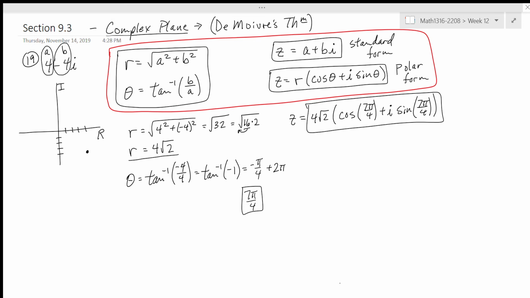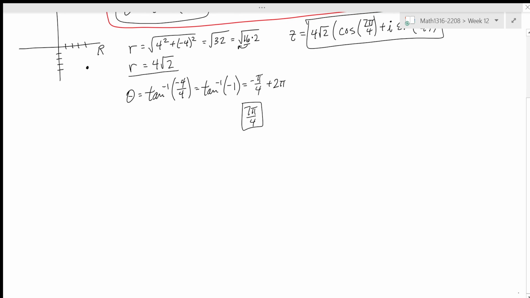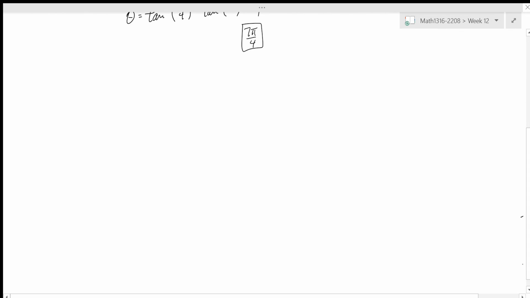All right, anybody else have questions about this example that we just did? Any questions about number 19? Because we're about to move on and do another one. Number 23.